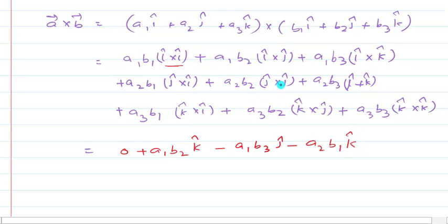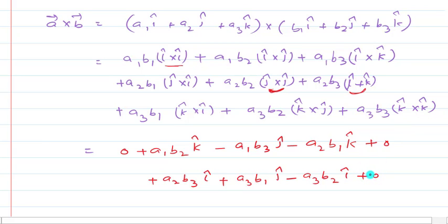Then j cross j cap is 0, so this term is 0. The next term is j cap cross k cap, so we are having its value as plus i cap, so plus A2 B3 i cap. Next one is plus j cap we are getting from here, so plus A3 B1 j cap. Next is k cap cross j cap, which is minus i cap, so we are getting minus A3 B2 i cap, and this k cap cross k cap is 0, so we are getting 0 over here.